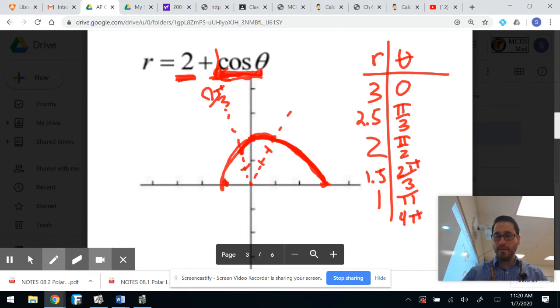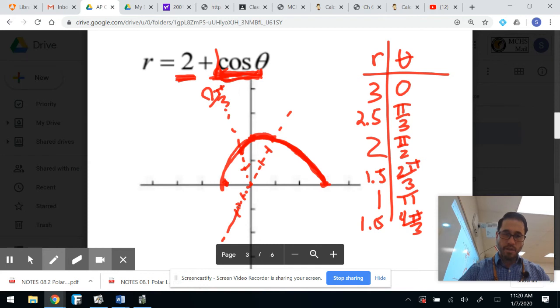Let's go 4 pi over 3. Why pick that one? Because we know it's going to be a half, but it's going to be a negative 1/2. Well, if it's negative 1/2, oh, look at that. Oh, snap. Did I make a boo-boo there? No, because this is going to be 1.5, right? So I'm going to go 1.5. It's in between 1 and 2. So, okay. There's symmetry happening there.